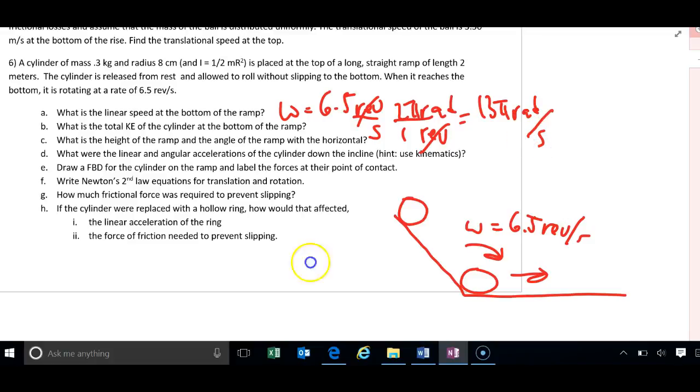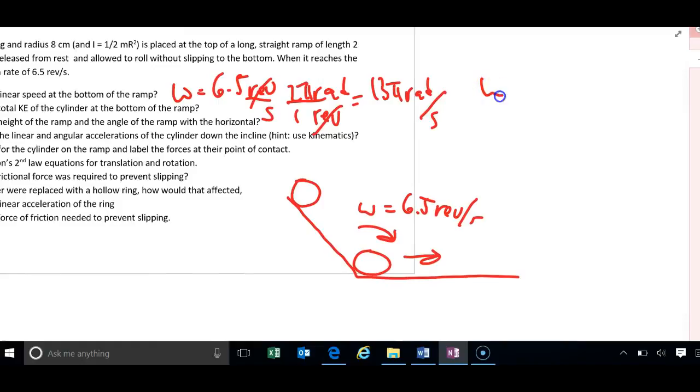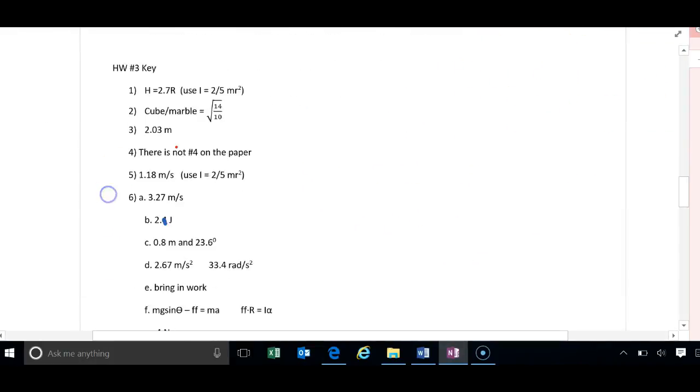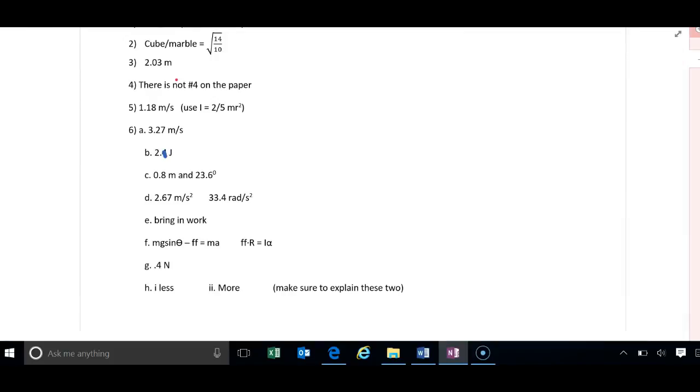Now, how do we go from angular to linear? Well, I know angular times r equals linear. So 13 pi times r, which is 8 centimeters, so 0.08, you gotta have the right units, equals the velocity. So 13 pi times 0.08 gives me a linear velocity of 3.27 meters per second. Let's check, see that we did this one right. 3.27 meters per second. There we go.